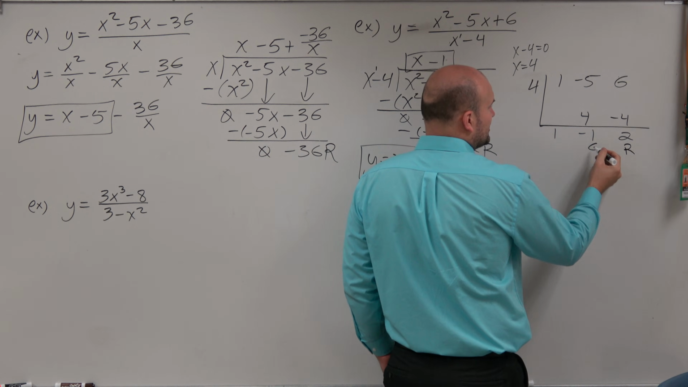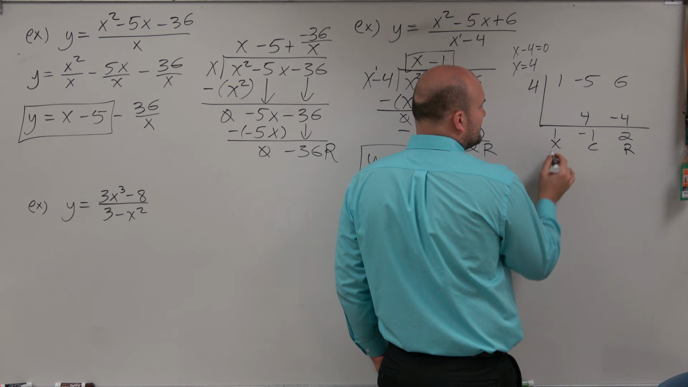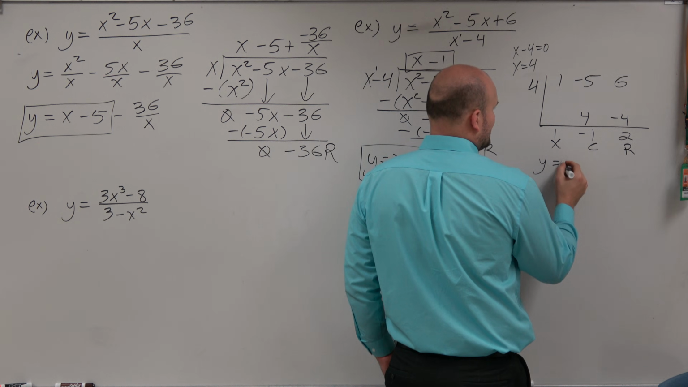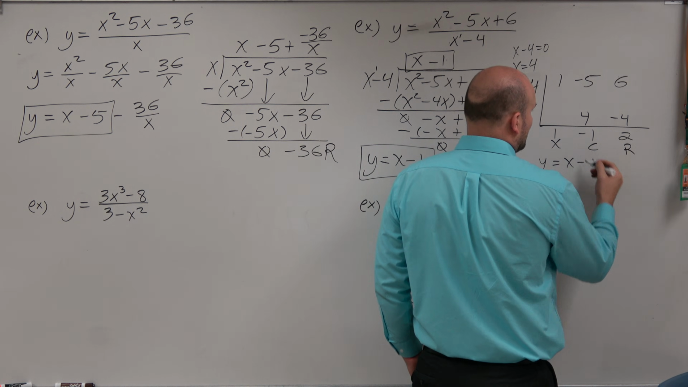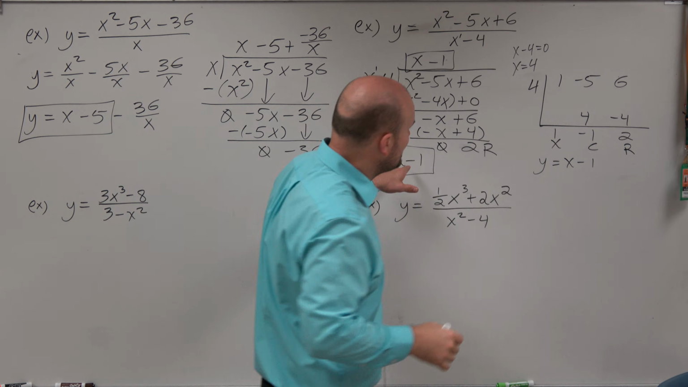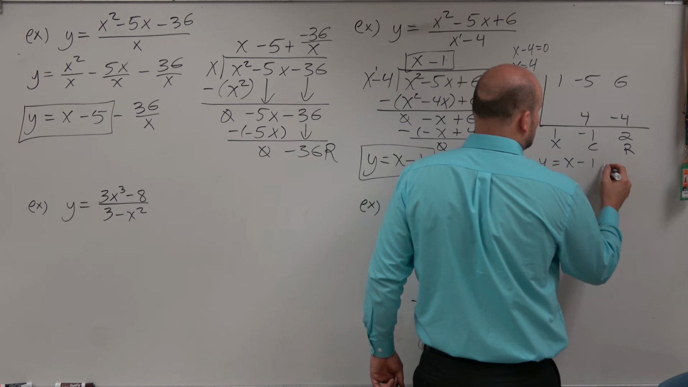The next term is going to be your constant, and this is the coefficient of your linear term. So y equals x minus 1. And that is the same answer I have here. Let's just write the remainder.